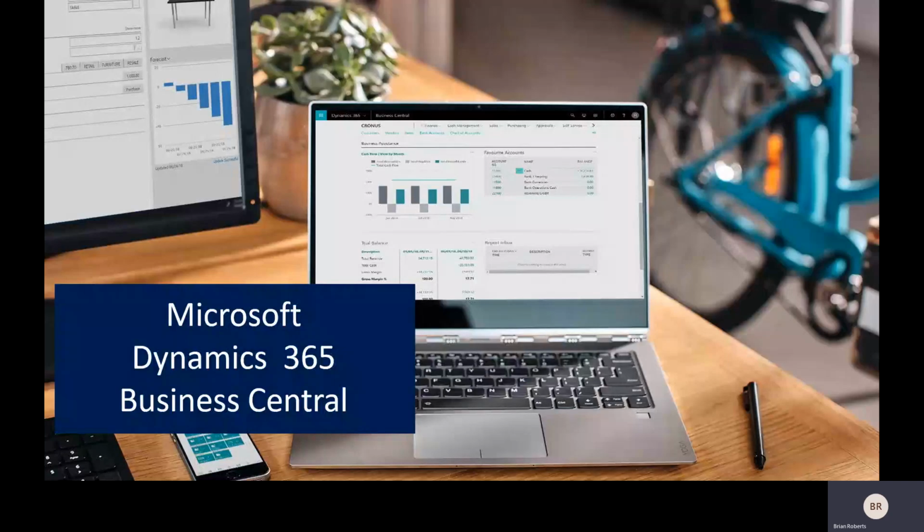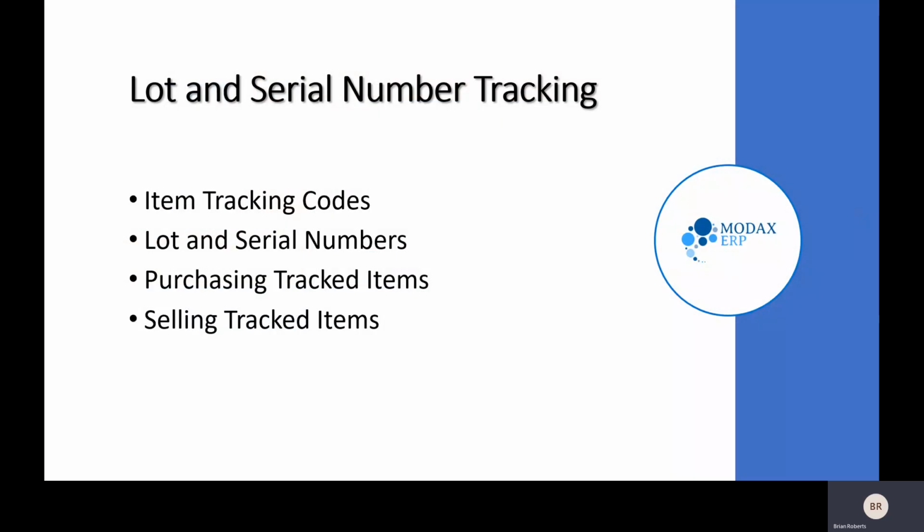I'm Brian Roberts, a senior consultant with Modax, and today we're going to be talking about lot and serial number tracking in Business Central. We're going to be taking a look at the item tracking codes, that is the setup that is required before you can use them, the difference between lot and serial numbers, and we'll run through a couple of sample transactions, purchasing some items and selling some items, so you get an overall feel for the process for lot and serial number tracking in Business Central.